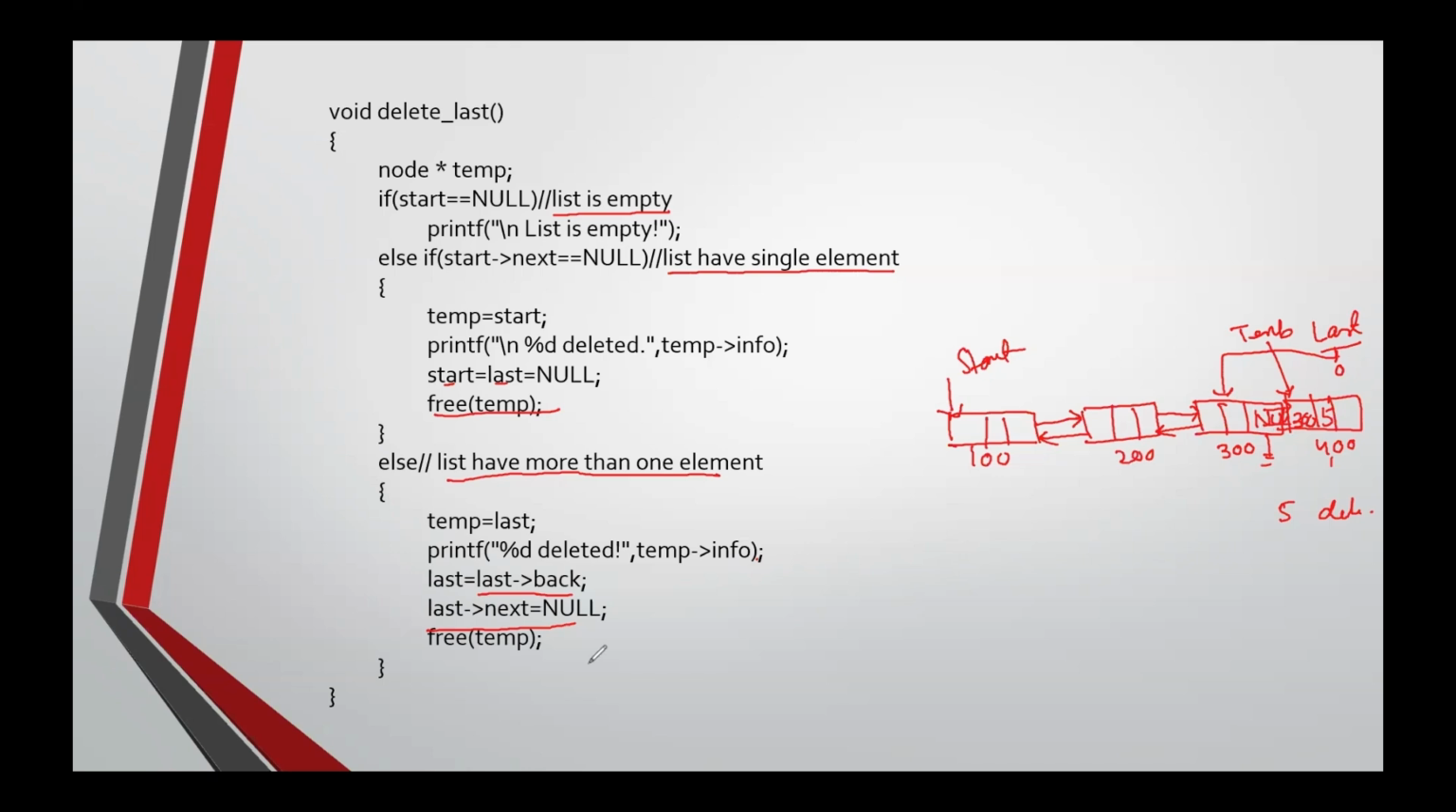After that, what we have to do? We have to free the temp. So now we have to remove the temp. This temp data is already gone. So after that, what happened? The last element of the linked list is gone. So this is the way we are deleting the element from the last position.